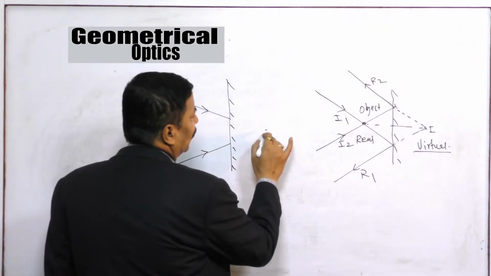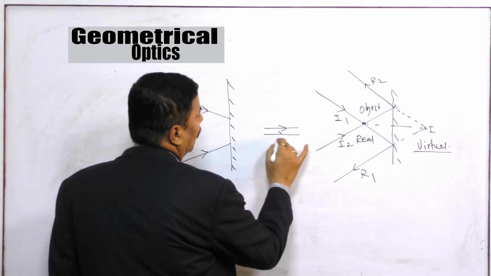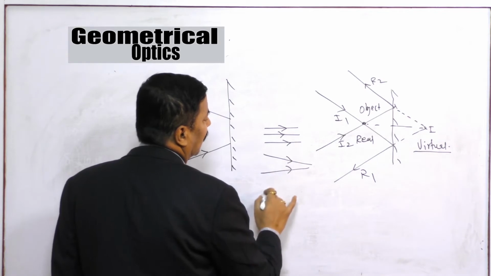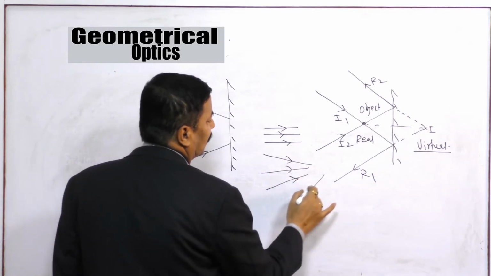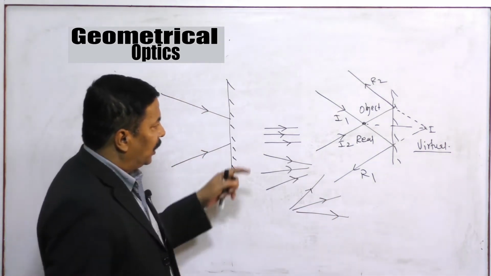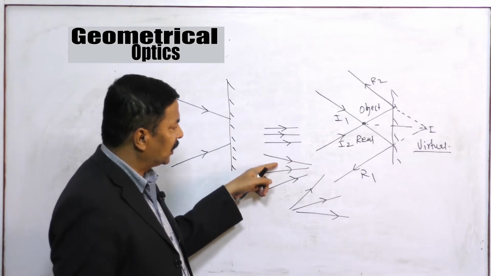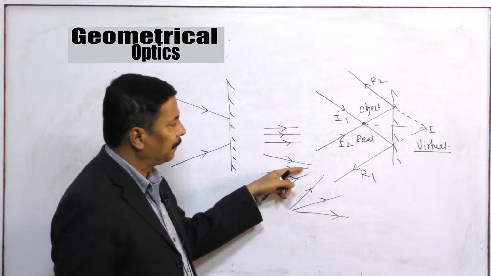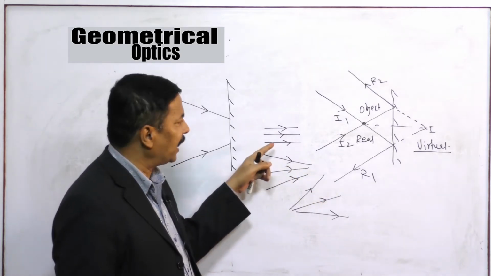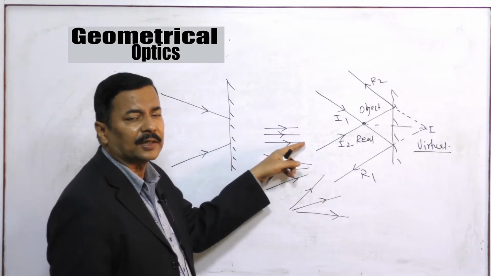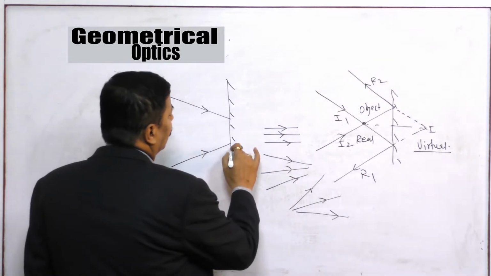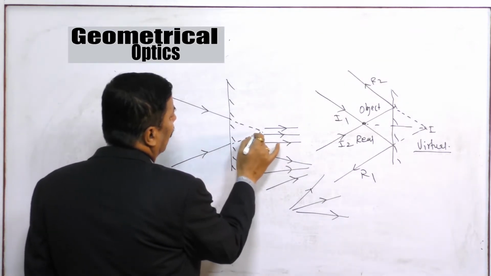If you are considering rays, this ray represents the parallel rays. Meeting at a point, these rays are converging rays. These rays are diverging rays. In converging rays, the distance between rays goes on decreasing. In diverging rays, the distance between the two rays goes on increasing. And in parallel rays, the distance between the two rays remains the same. So if it is a converging ray, then they will converge at a point like this.